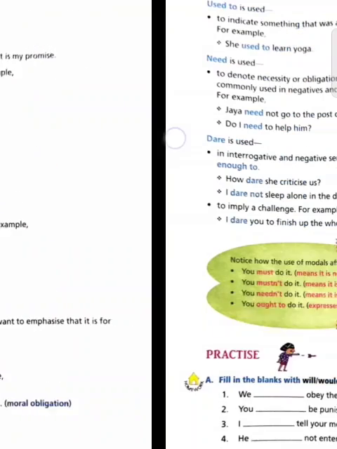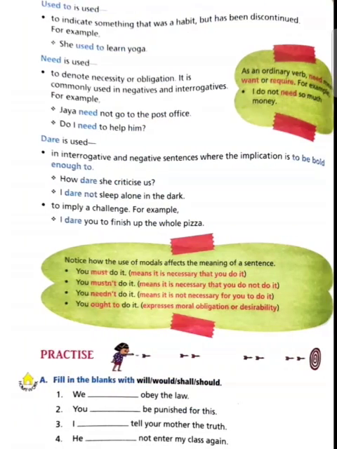Now next, used to. So children, used to is used to indicate something that was a habit but has been discontinued. Pay attention, that was a habit but has been discontinued. For example, she used to learn yoga, but that activity, that action is not continued now. So in this case you will use used to.